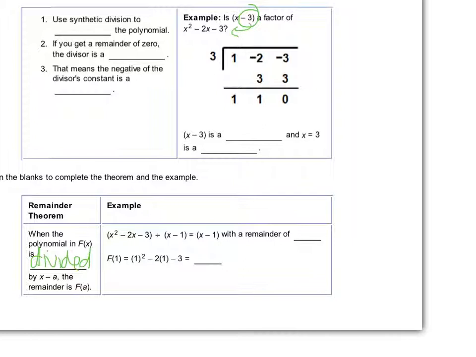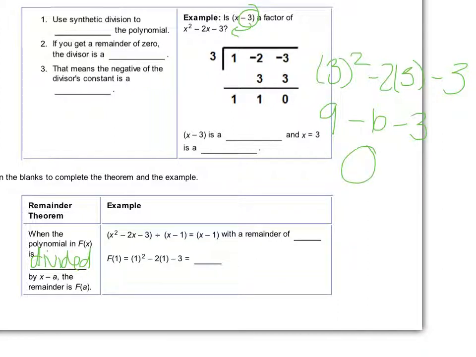So I would be replacing all the x's with a positive 3. So I would do 3 squared minus 2 times 3 minus 3. Well, 3 squared is 9. 2 times 3 is 6. And then minus 3. 9 minus 6 minus 3 is going to give me 0. Well, the remainder theorem says that whatever you get here when you plug it in is the same thing you'll get here when you actually do synthetic division and calculate and get the remainder.